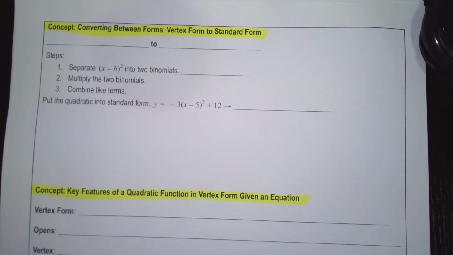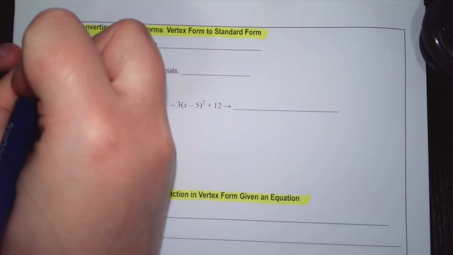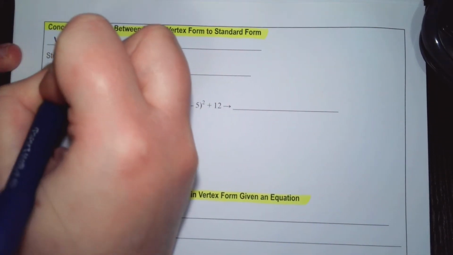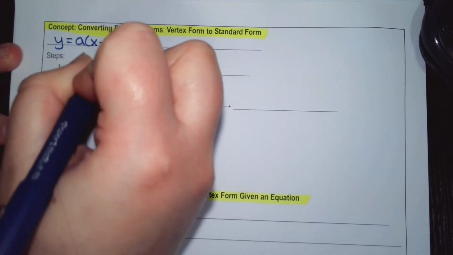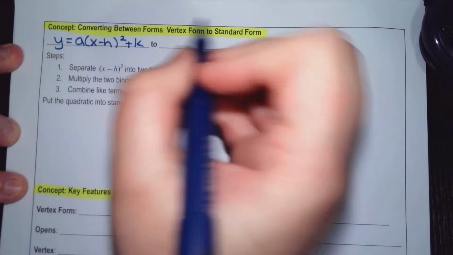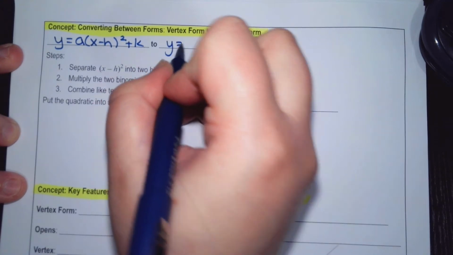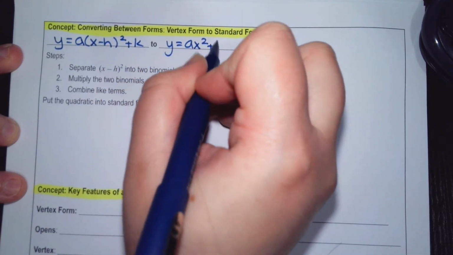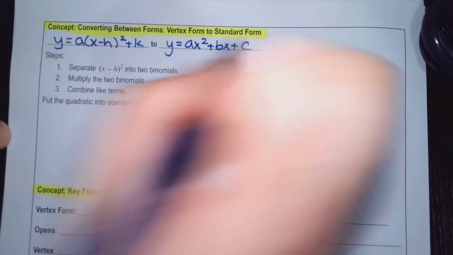Welcome back everyone, and we are continuing with converting. So at the end of the last video, we converted from standard form to vertex form. We're now going to start this video with converting from vertex form to standard form. So we're going to go from y equals a times x minus h squared plus k to y equals ax squared plus bx plus c.